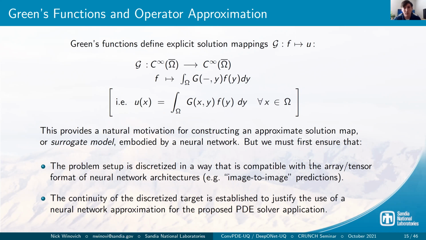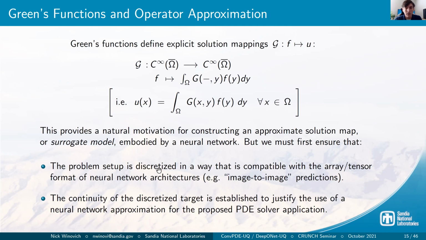So in at least specific cases, we can think of these Green's functions as defining an explicit solution mapping, which is defined by a convolutional integral operator. And this convolutional integral operator, as the name suggests, motivates the idea that perhaps we can apply some type of convolutional filter to approximate this, or some series, since we need nonlinearity.